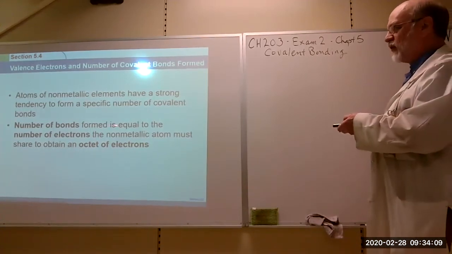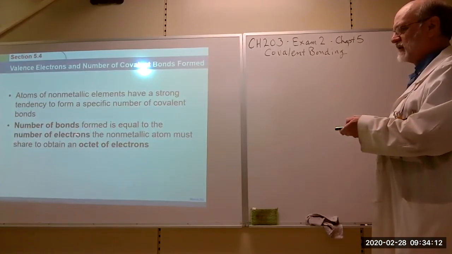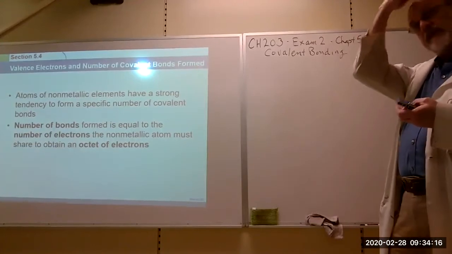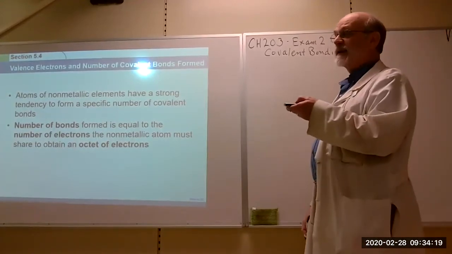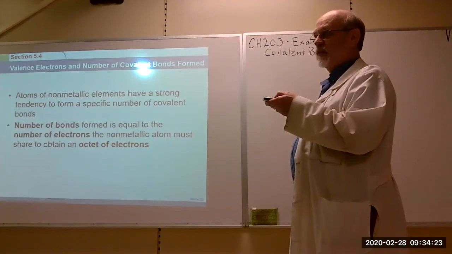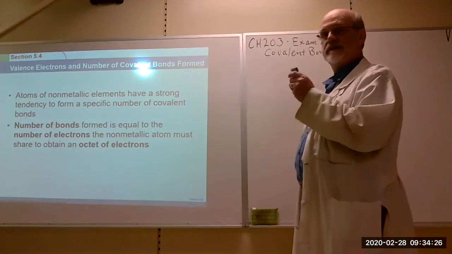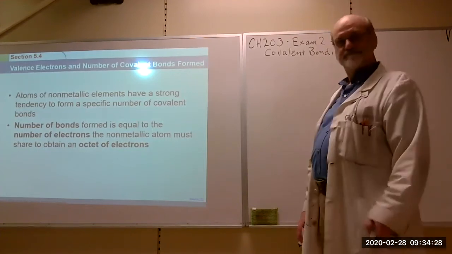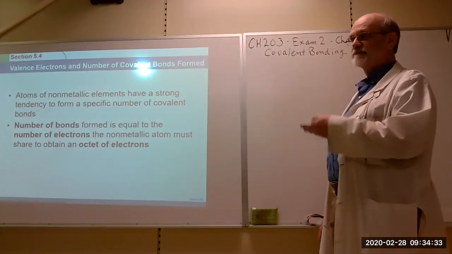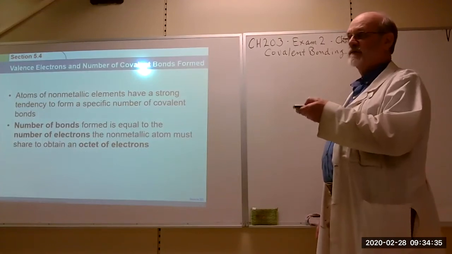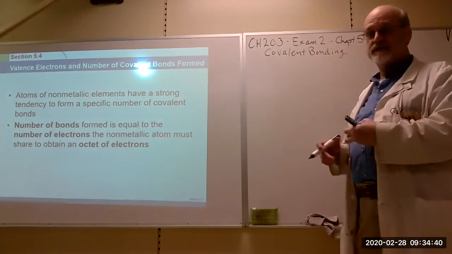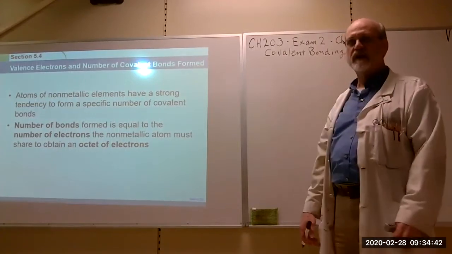The number of bonds formed is equal to the number of electrons that the non-metal atom must share to obtain an octet. Okay, so if we look at that, how many electrons does nitrogen need to make it to neon? 1, 2, 3. 3 bonds. Carbon, 1, 2, 3, 4. Or oxygen, 1, 2. Or fluorine, 1. So how many electrons does it need? That's the same number of bonds.